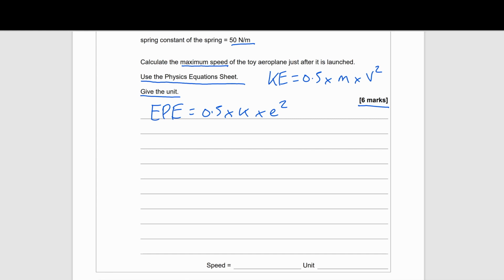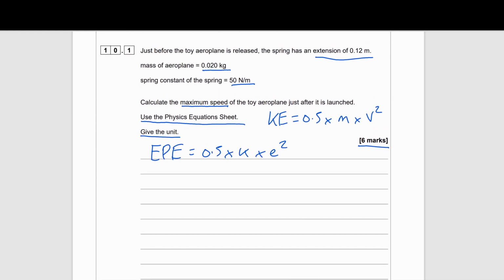So first thing that we can do then is we can calculate the elastic potential energy. So getting our marks, we can multiply 0.5 by our spring constant 50, multiply by 0.12 squared.